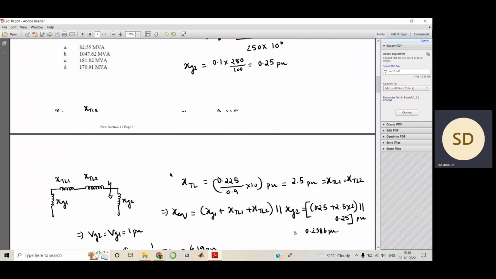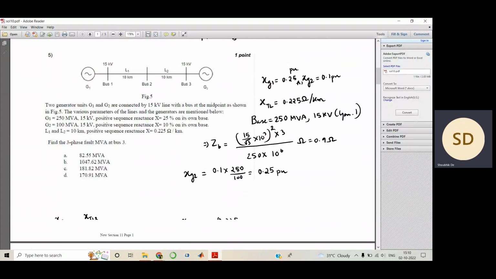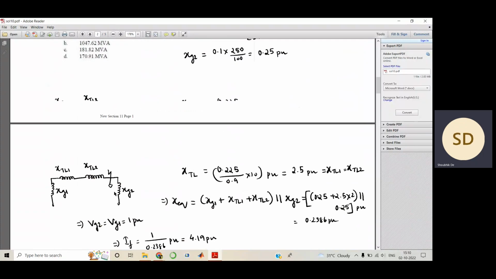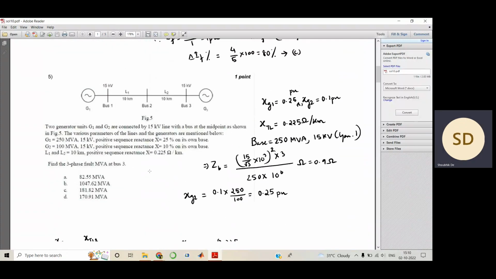For your convenience, I have shown this diagram here. Xg1 is the positive sequence reactance of generator 1, Xg2 is that of generator 2, XTL1 is the reactance of transmission line 1, and XTL2 is the reactance of transmission line 2. And we have a fault here, since they clearly told us to find the three-phase fault MVA at bus 3. Bus 3 was here, therefore we assume that there is a fault at this point. So this problem is also pretty simple.